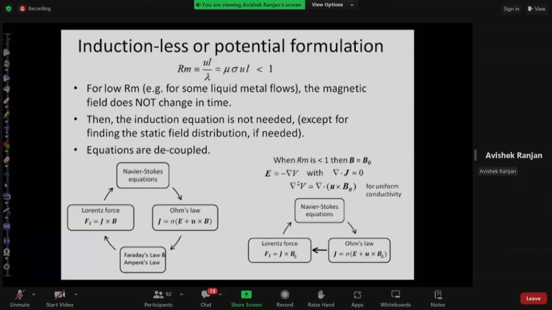Now it may so happen that sometimes both the current and magnetic field are constant. In that case, the equations are even more decoupled. We don't even have a requirement to update the current because there's no U cross B, or if it's very small. That makes the computation much simpler, but of course it's only valid in some specific situations, and only for those cases can we make this simplification.